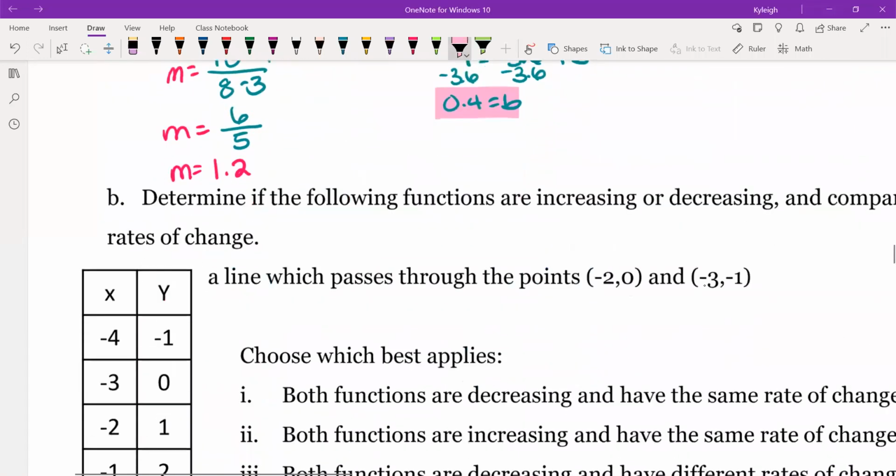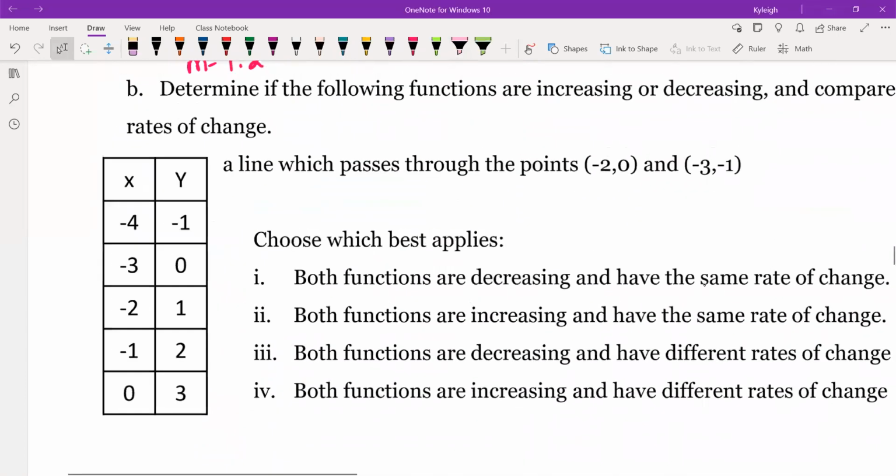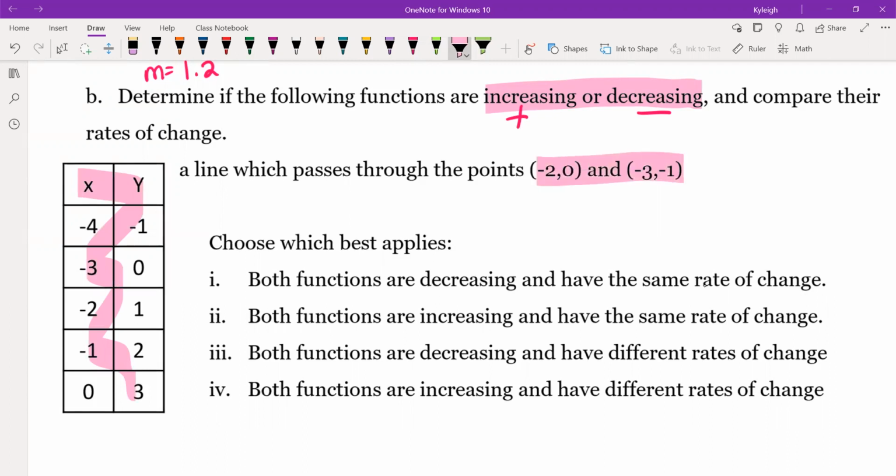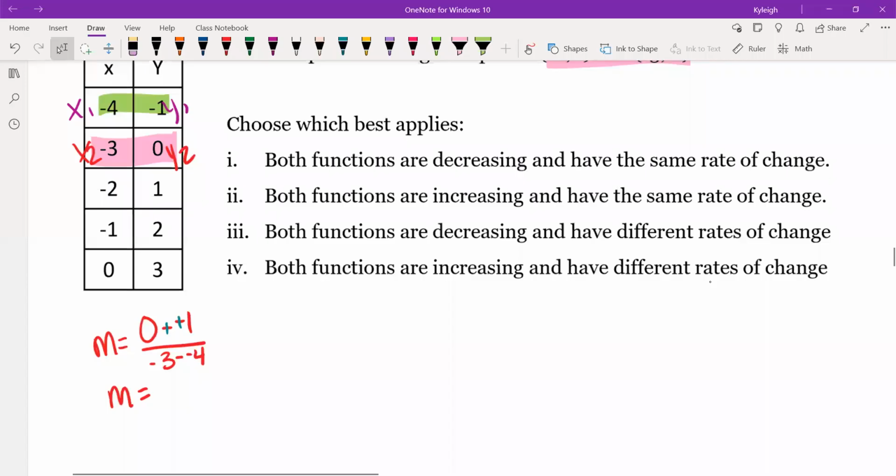Okay. This one, we want to know if our slope is decreasing or increasing. It's increasing if it's positive, it's decreasing if it's negative. And you want to find the slope. So find the slope of the graph and the 2 pairs. So I want you to take a moment and do that right now. Find the 2 slopes.